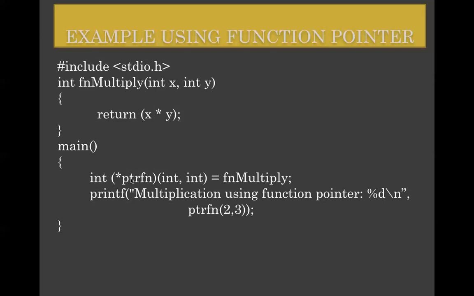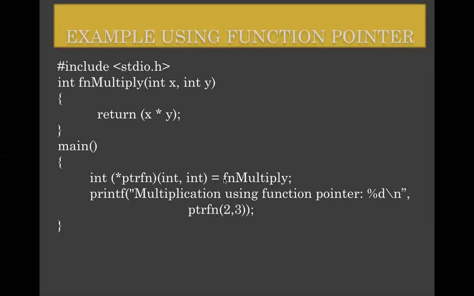This pointer is going to hold the starting address of the executable code of the function fn multiply. When I just say fn multiply, it denotes the address of the starting location of the function, very similar to arrays. When I just say the array name, it implies the base address, correct? Similarly, fn multiply also implies the starting address of the code of this function. So I'm assigning this address to the function pointer, which means the function pointer is going to point to that particular memory location.